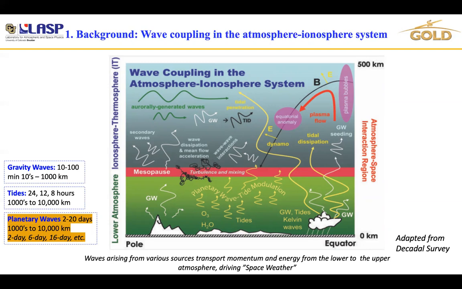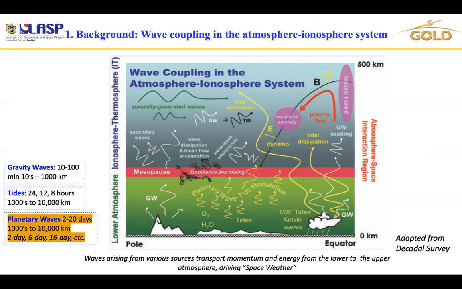A large subgroup of planetary waves is the so-called Rossby waves. Theoretically, a Rossby wave is a resonant wave, so that means any sources with resonant frequency can trigger Rossby waves in the lower atmosphere. Some typical Rossby waves include quasi 2-day, 6-day, and 16-day waves.